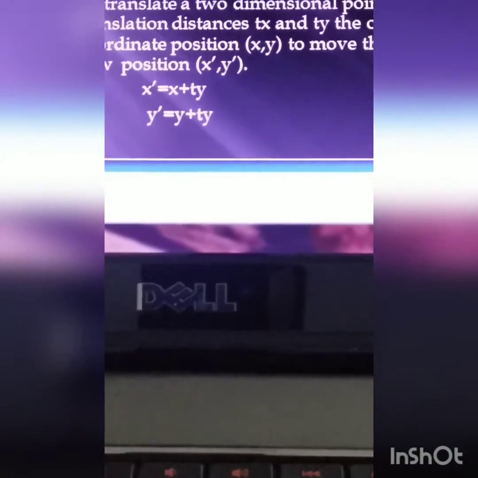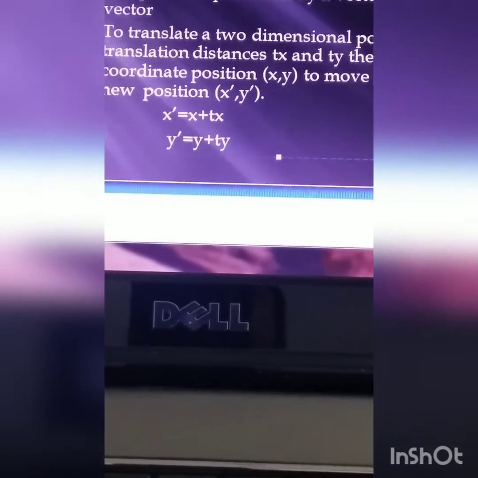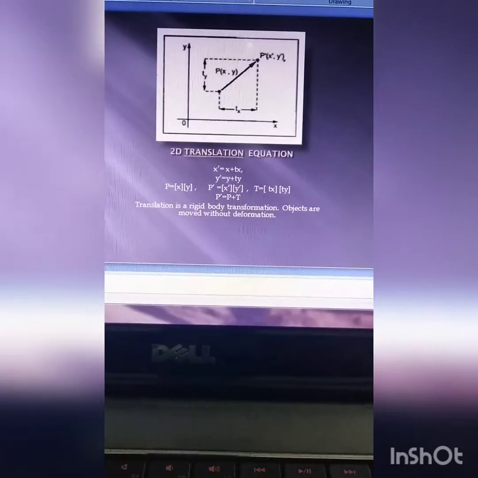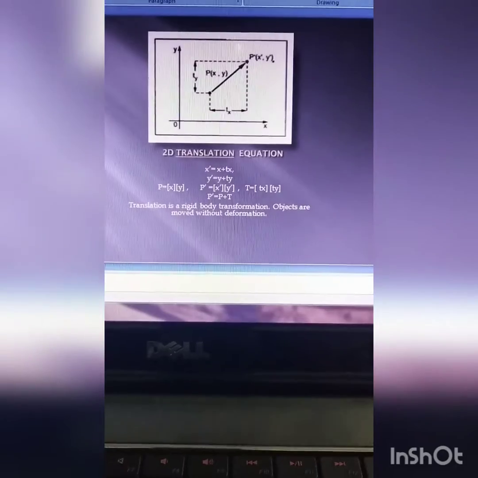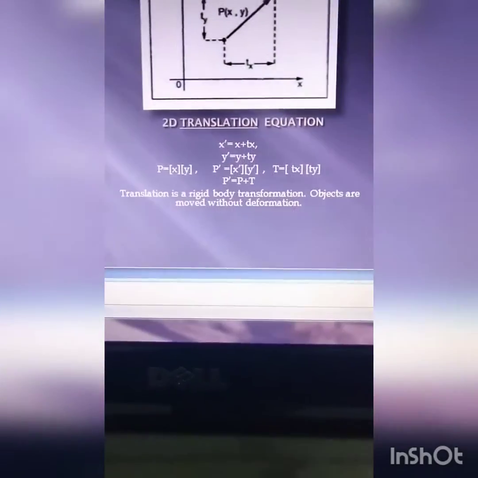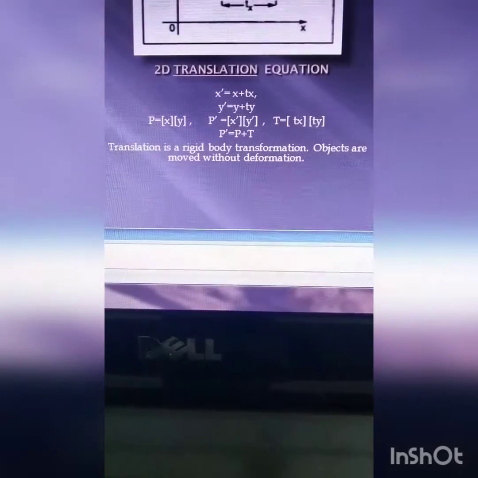There is a small correction here. We are adding tx, that is the distance of the translation coordinate x, to the original coordinate to get the translation coordinate x dash. So we have received the translation coordinates x dash and y dash. So now we are going to derive the translation equation. It is very simple, as I think you have already learned how to derive this translation coordinate x dash and y dash. Now we are moving on to the translation equation.